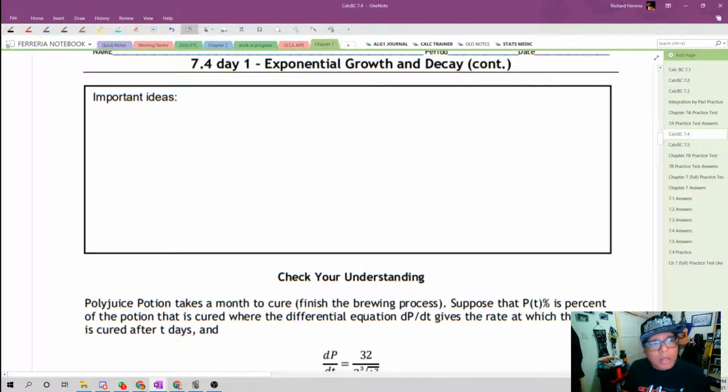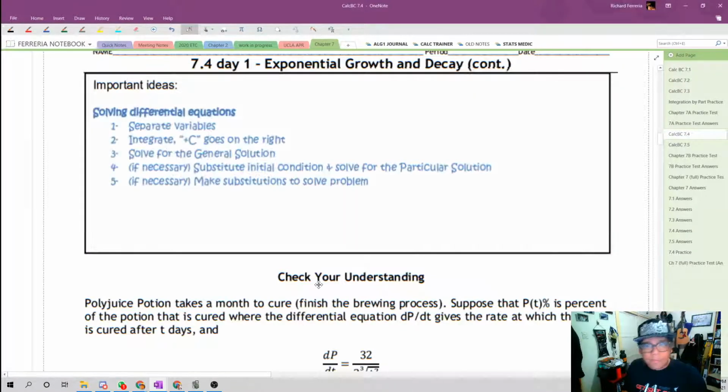We already know what we need to do for this. So to solve differential equations, we can break it up into 5 steps. Usually 3 is enough if we're just doing a general solution. So we need to separate the variables, of course. And then after that, we're going to integrate. Make sure we put the plus c only on the right side. And then we solve for our dependent variable to create that general solution.